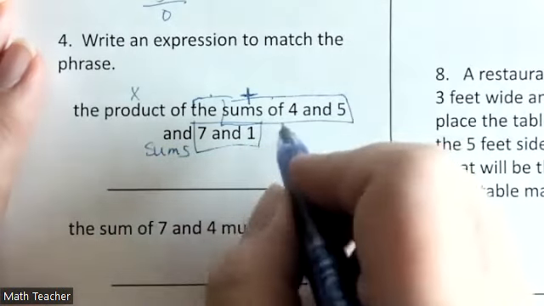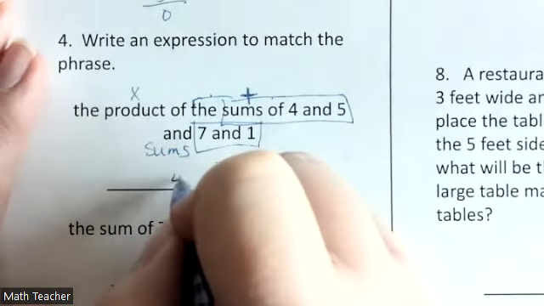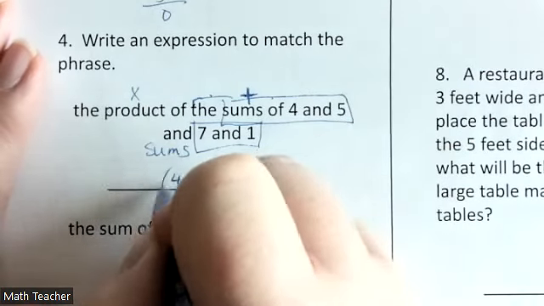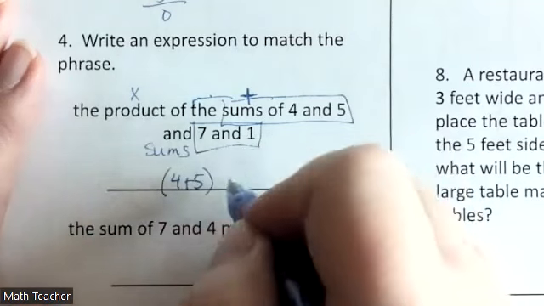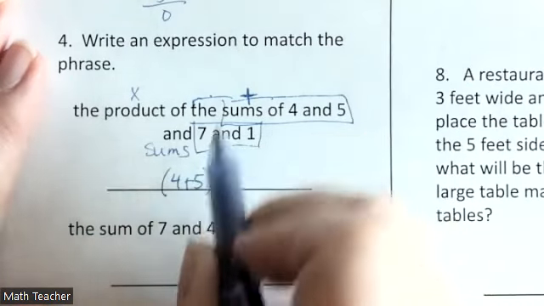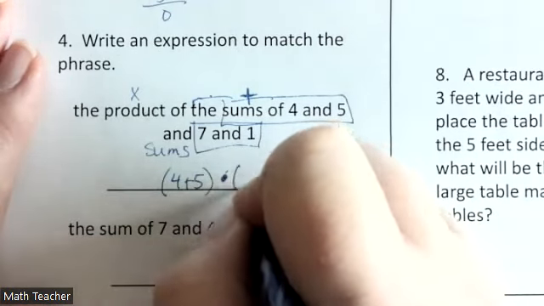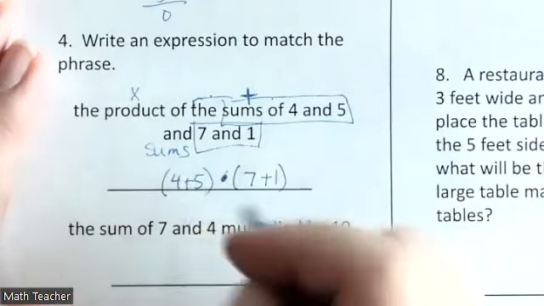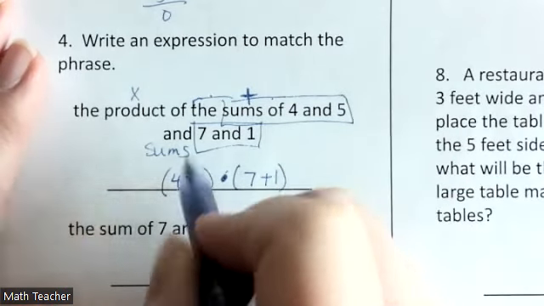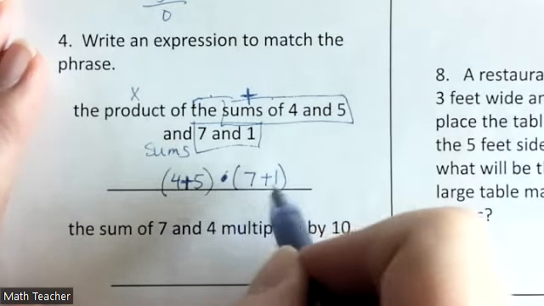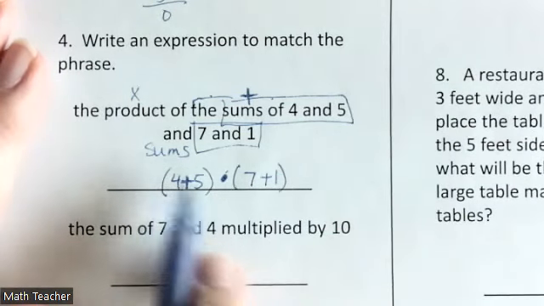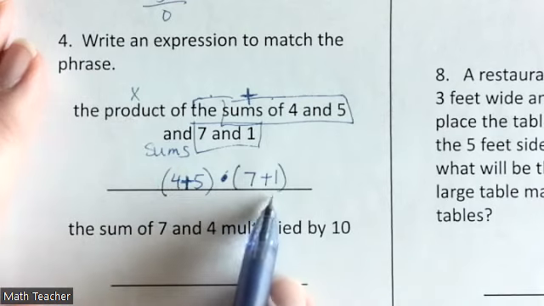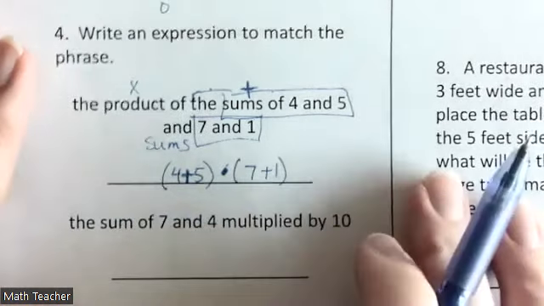To do that, we say this sum, 4 and 5, which we know will be 9, is multiplied by the sum of 7 and 1. So we end up with the quantity 4 plus 5 multiplied by the quantity 7 plus 1. The sum of 4 and 5 gets multiplied by the sum of 7 and 1.